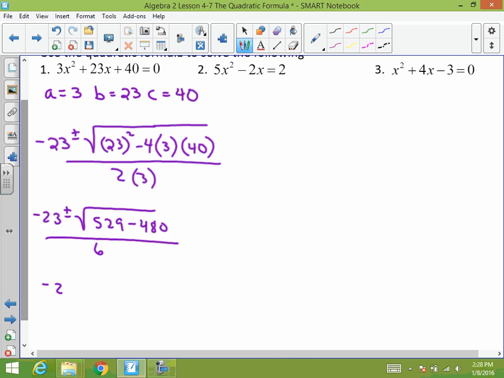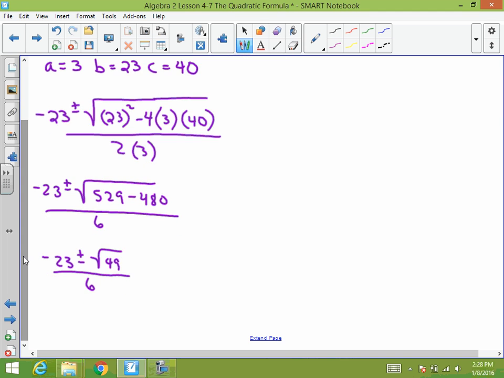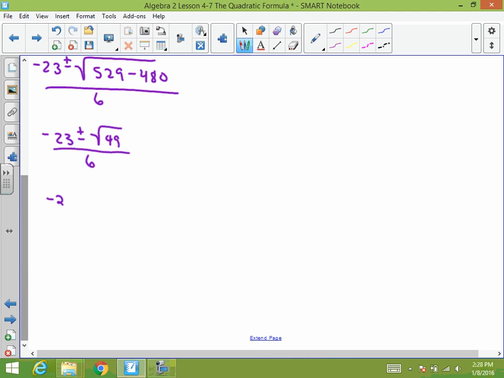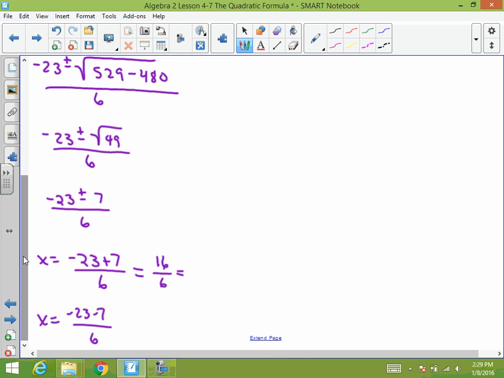Okay, so that's negative 23 plus or minus the square root of 529 minus 480, which is the square root of 49, all over 6. So we can actually solve that because the square root of 49 is 7. So this is negative 23 plus or minus 7 all over 6. To solve this, x would equal negative 23 plus 7 over 6, and x would equal negative 23 minus 7 over 6. So negative 23 plus 7 is 16 over 6, which would reduce to 8 over 3.